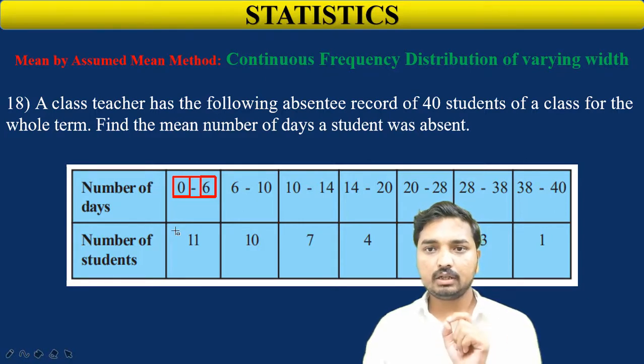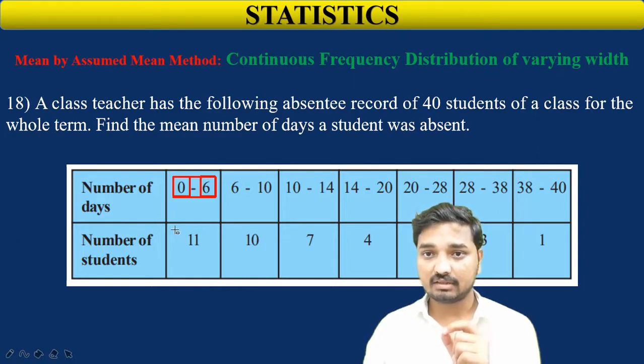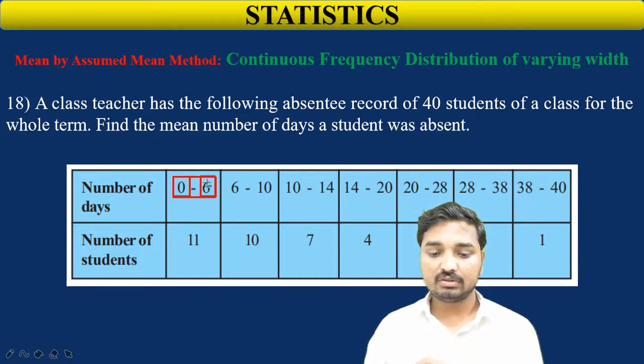Now look at the width of each class interval in this problem. In the previous problem, the class width, that is the class size, was always constant. But now look: 0 to 6 means its width is 6. 6 to 10 means its width is 4, since 10 minus 6 is 4. 10 to 14 means its width is 4 again, 14 minus 10. And for 14 to 20, 20 minus 14 gives 6.